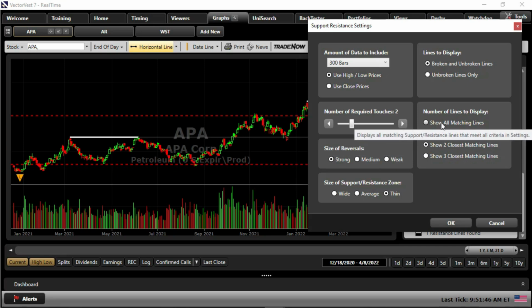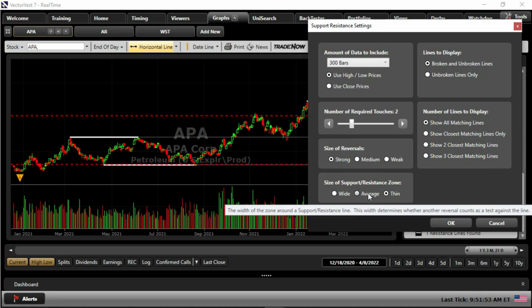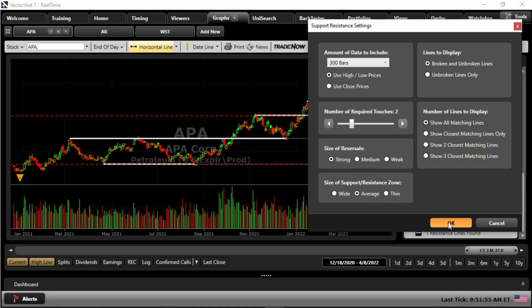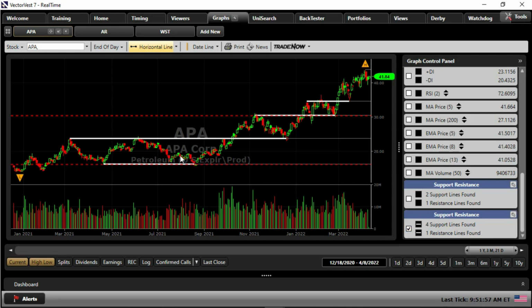If I select Show All Matching Lines and change the size of the support and resistance zone to average, you see what that did? I'm going to click OK. It finds that zone there and that zone there that just weren't displayed using the default settings. So if you think you see another support or resistance zone on the chart that's not on there, just modify the support and resistance settings and you'll be able to find them. So I'm going to uncheck or get rid of my horizontal lines there.